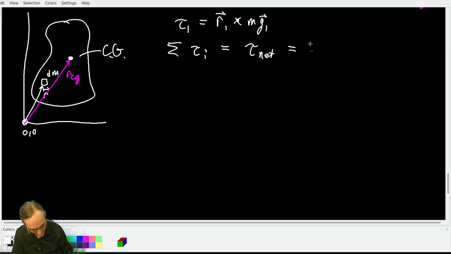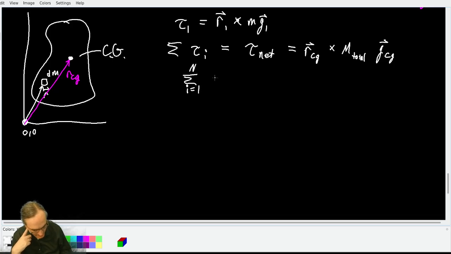Alright, so R_CG cross M total g_CG. Alright, let's actually add all of those up. What will that look like? Well, it's going to be a sum from i equals 1 to whatever number we want to go to of ri cross mi gi.